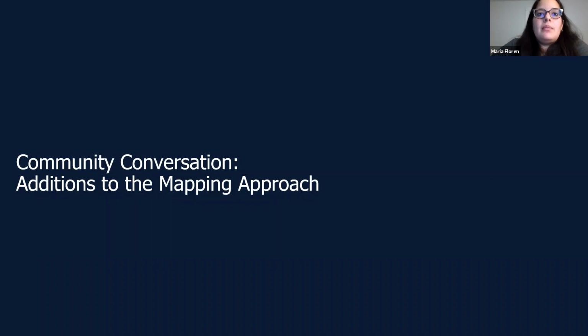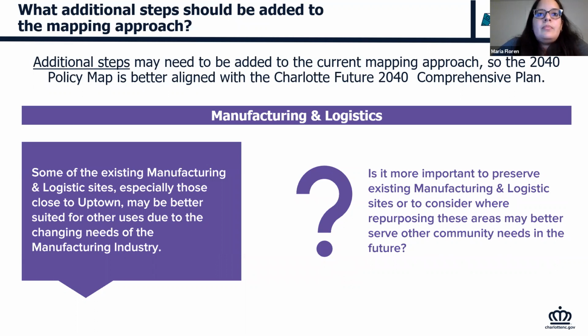So now that we've gotten some of your answers on those questions on our approach so far, we're going to turn to what's missing from our approach. We recognize that the current mapping approach is just a starting point, and we may need to add some additional steps to better align with the comprehensive plan. We want to share a few suggestions for additional steps with you all and see whether or not you agree. The additional steps that we've heard from our interdepartmental stakeholders are related to the first three of the 10 place types.